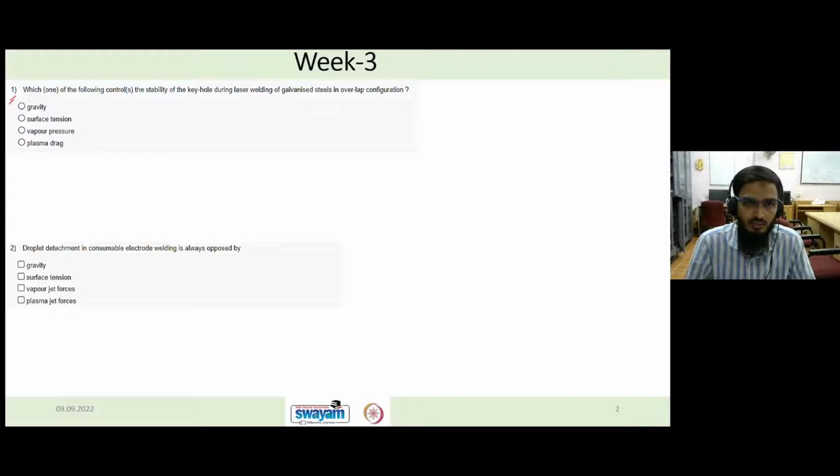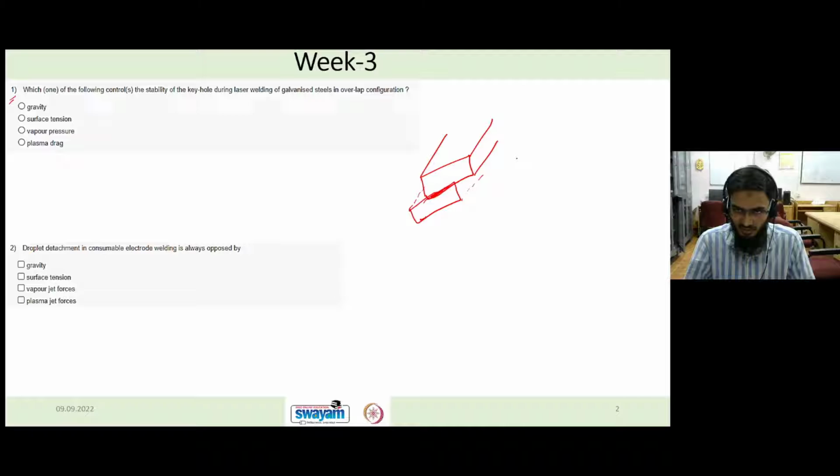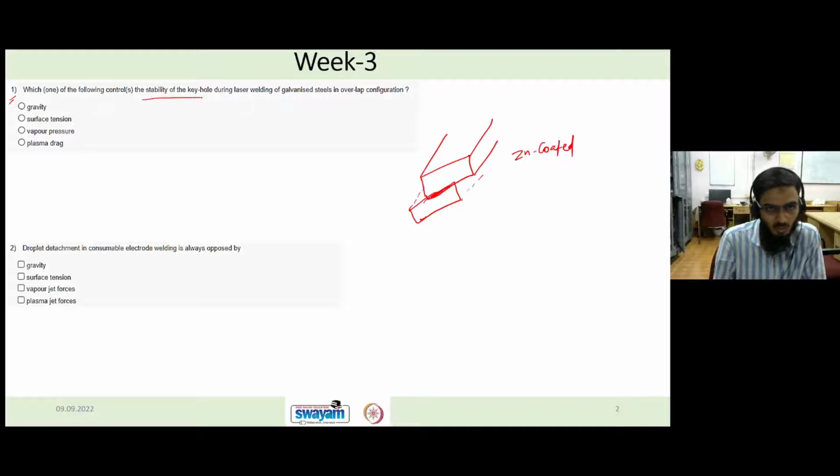Here it is asking about welding galvanized steels in overlap configuration. So what is overlap configuration? Let's say this is one sheet, and this one is another sheet, so one is overlapped by the other. This is how an overlap configuration looks. Now here you are going to make a laser weld. In this configuration you have a steel which is galvanized, that is zinc coated, right? Galvanized means zinc coated steel. So in that case, what will be the controlling factor in the stability of the keyhole?